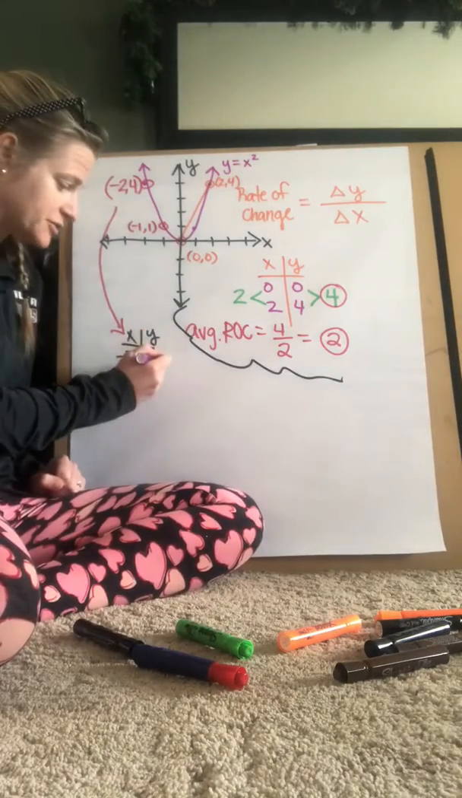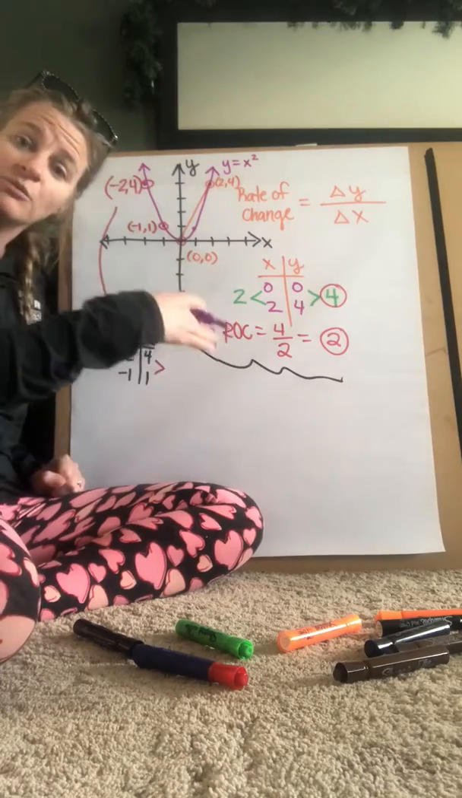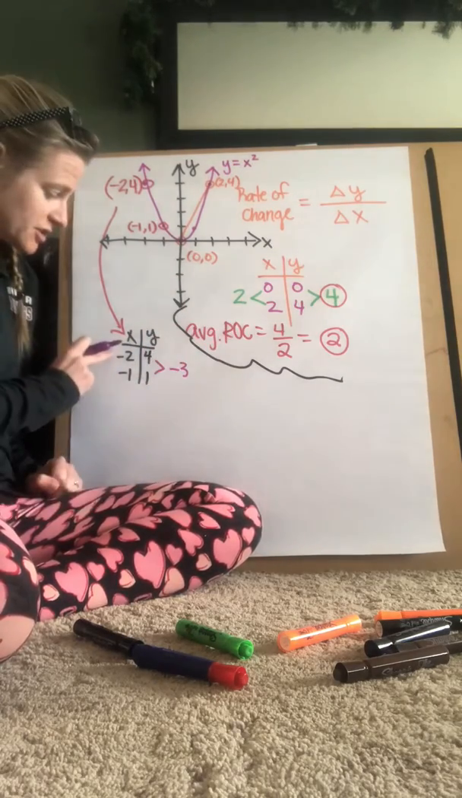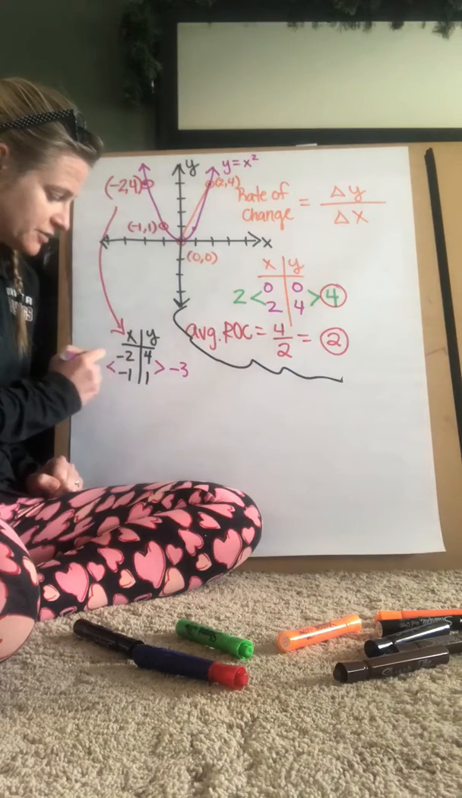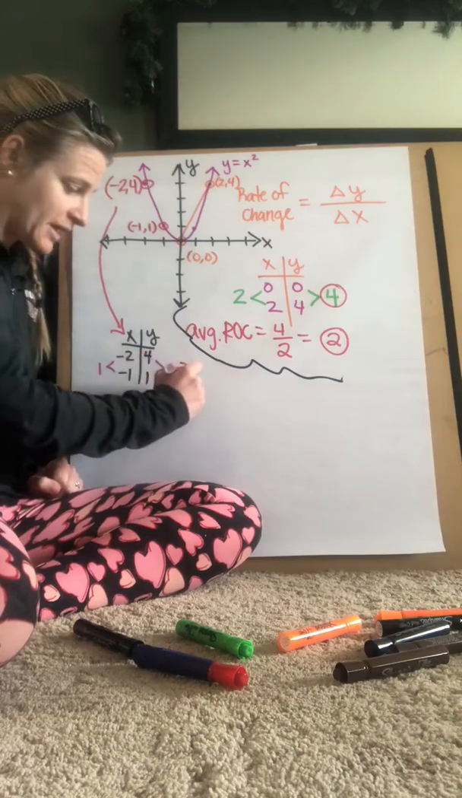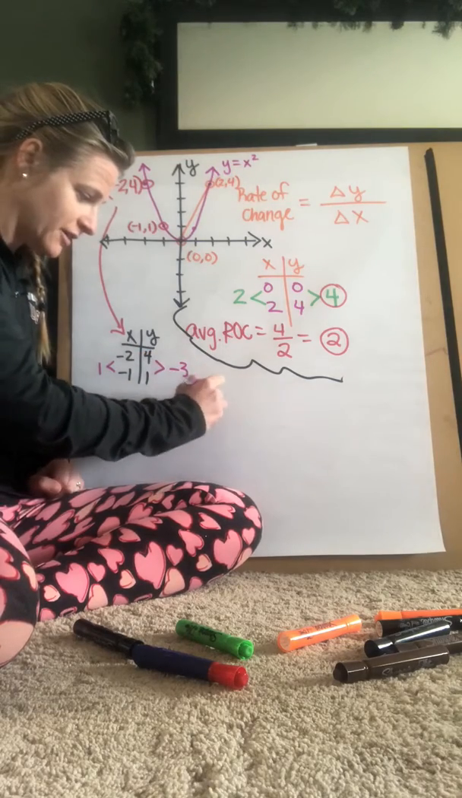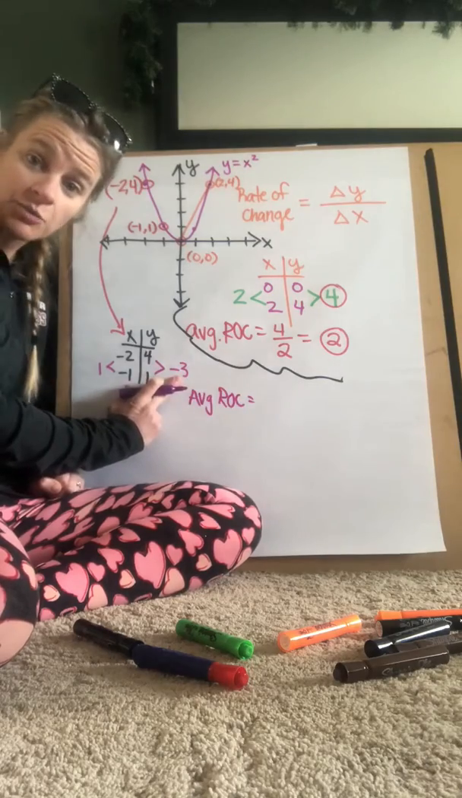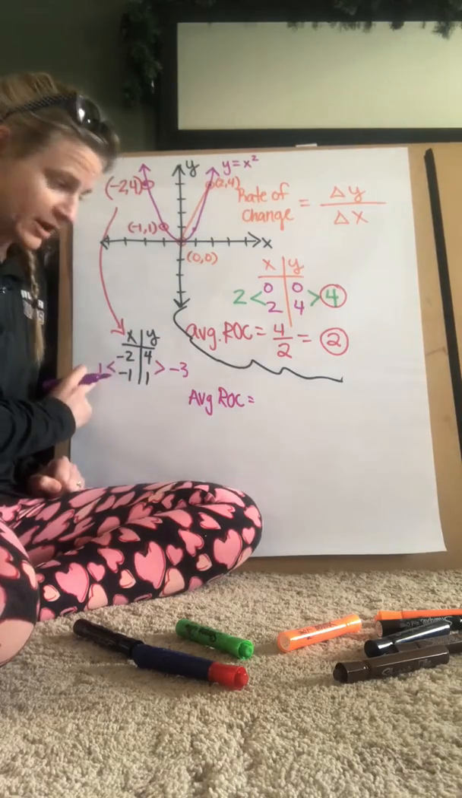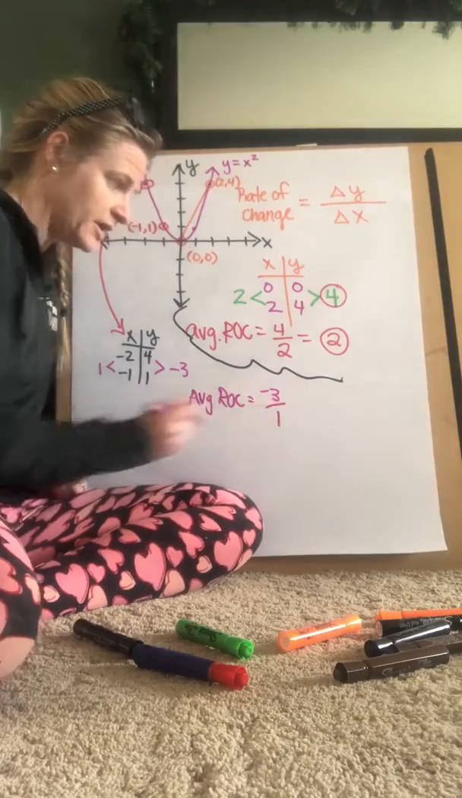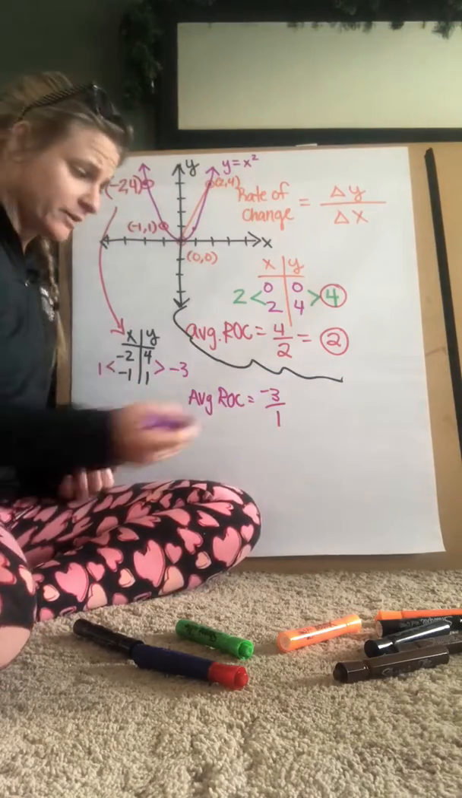So how much did I have to decrease to go from 4 to 1? -3. How much did I increase to go from -2 to -1? An increase of 1. So my average rate of change here is -3, change in y, over 1, change in x. -3 over 1. Which one is steeper, right?